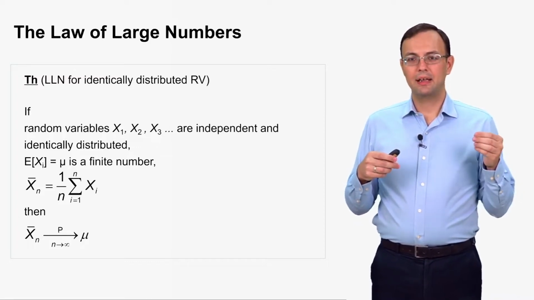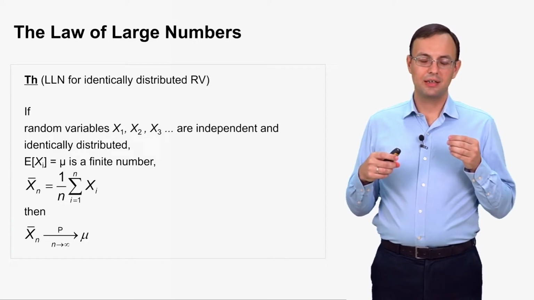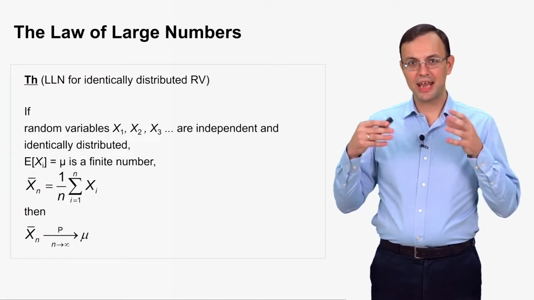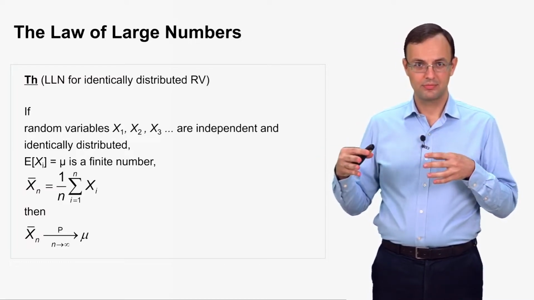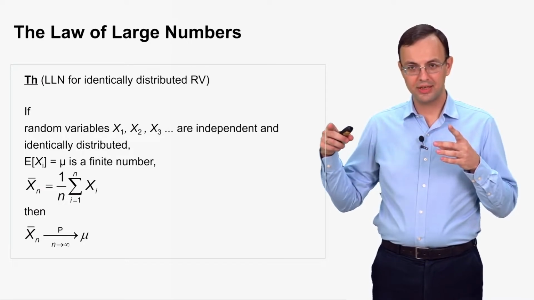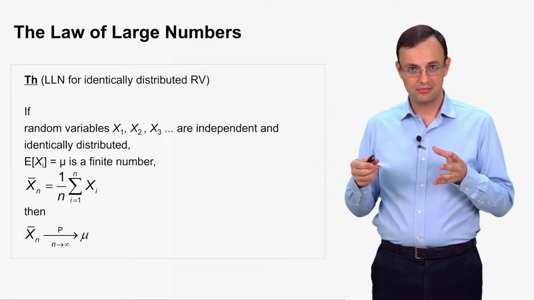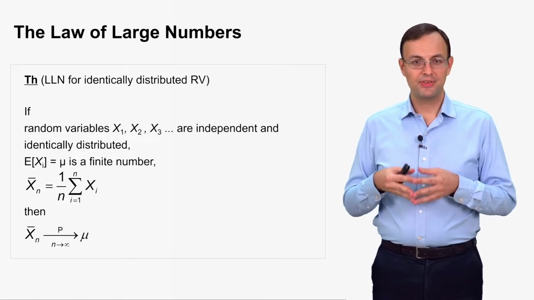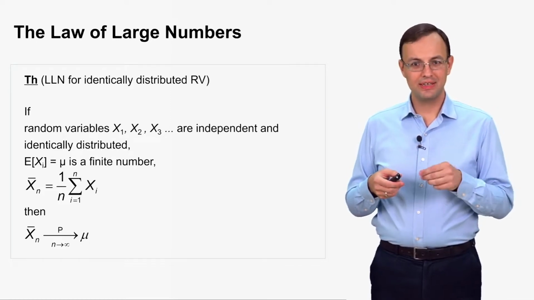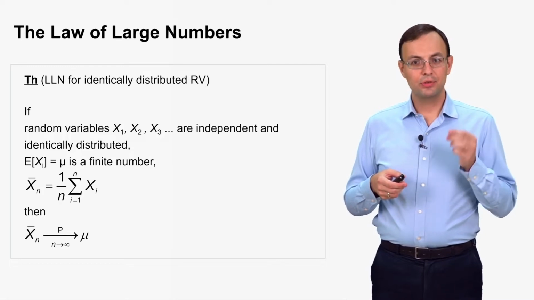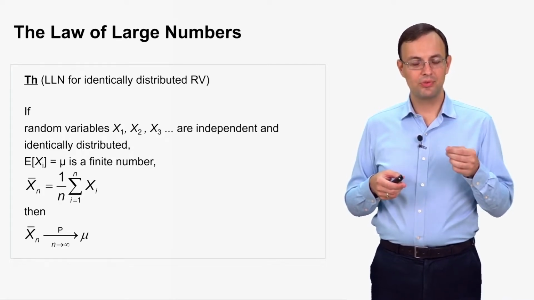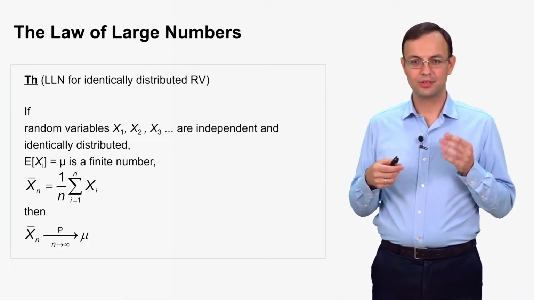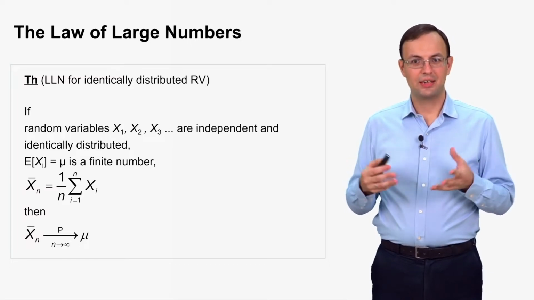And xn bar is the arithmetical mean of the first n elements of this sequence. So x1 plus x2 plus x3 up to xn divided by n. Arithmetical mean. So if it is so, then when n tends to infinity, xn bar converges in probability to mu, to the expected value of the xi's. So how can this be understood?